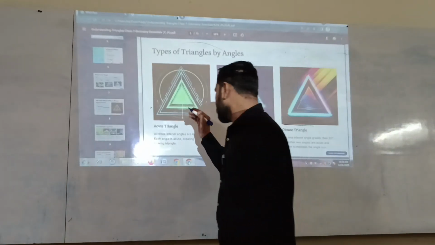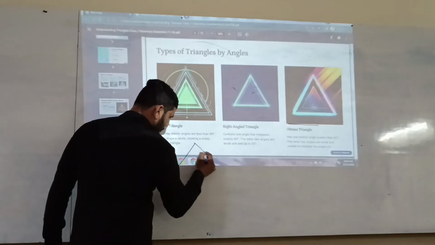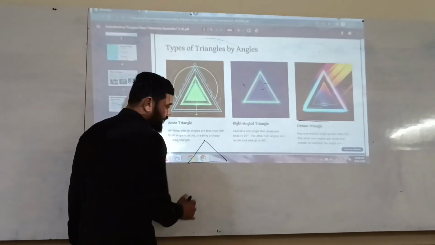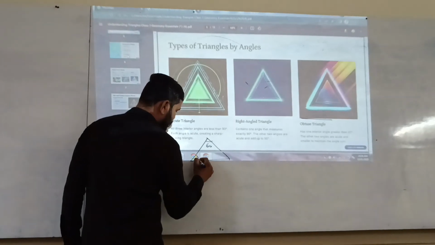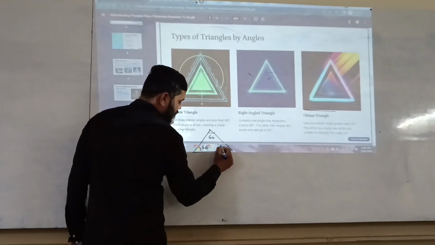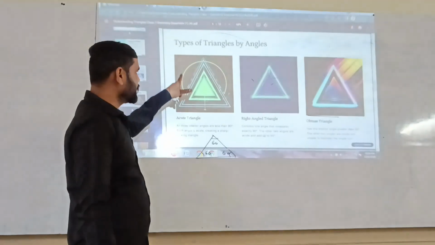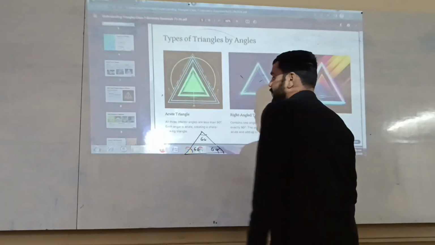For example, the triangle has three angles, and each angle has a measurement less than 90 degrees. For example, this angle is 60, this angle is also 60, this angle is also 60. So this triangle is called an acute triangle.